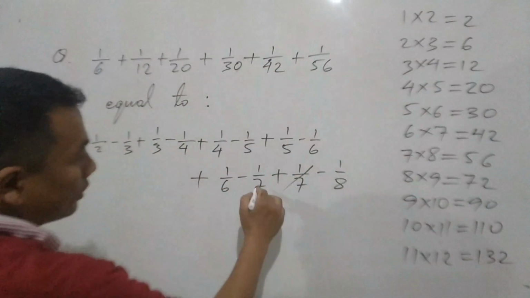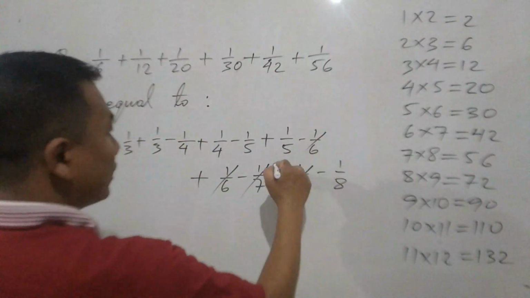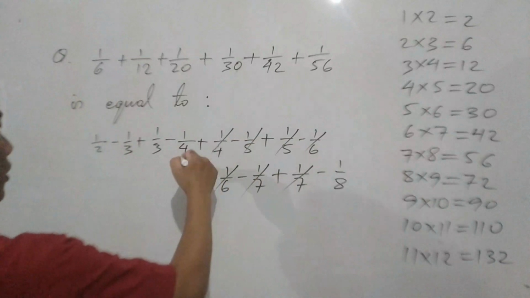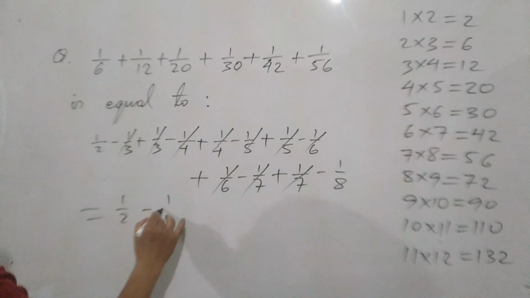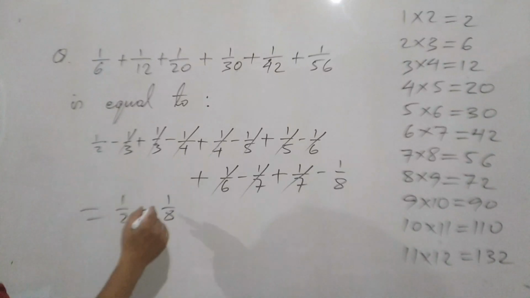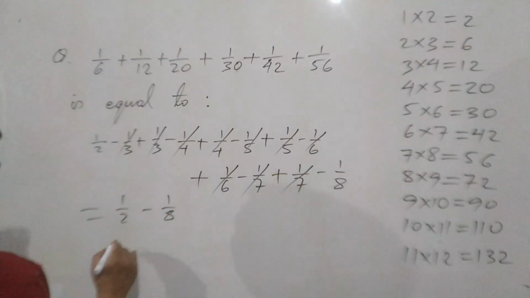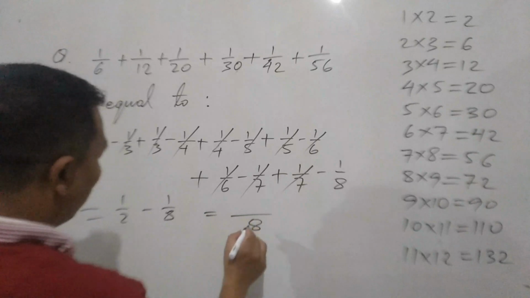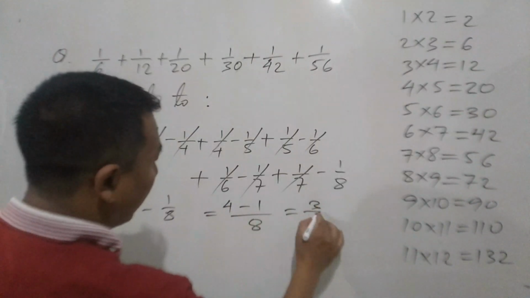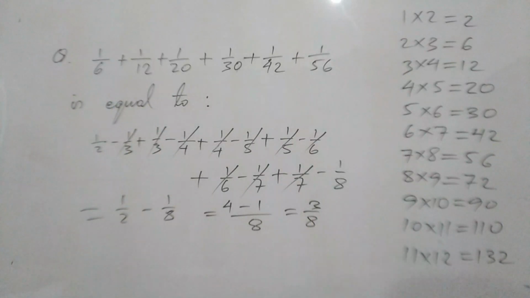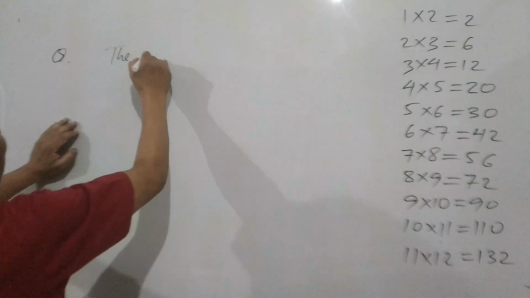See, we can cancel these terms. This is equal to half minus 1 by 8. First term minus last term. LCM 8: 2 times 4 is 8, minus 1. 4 minus 1 is 3 by 8. That's the right answer.